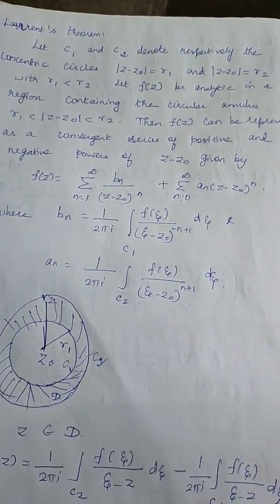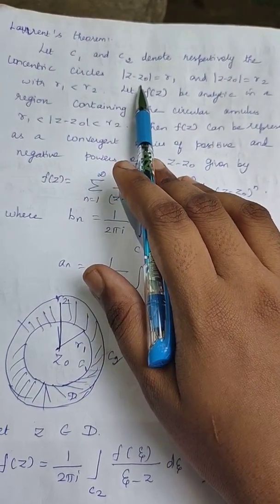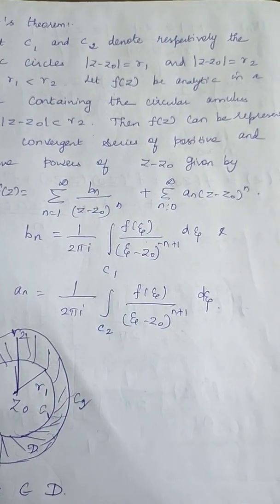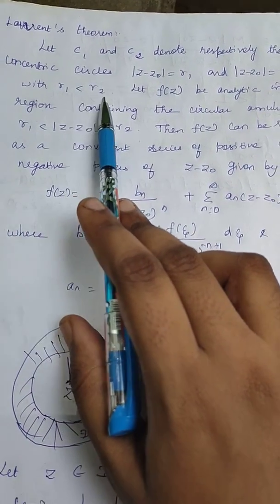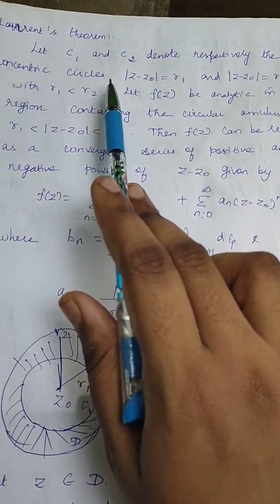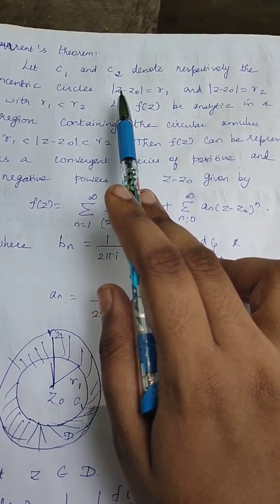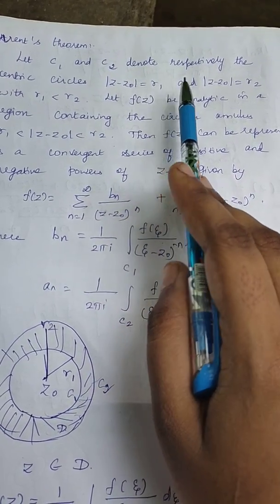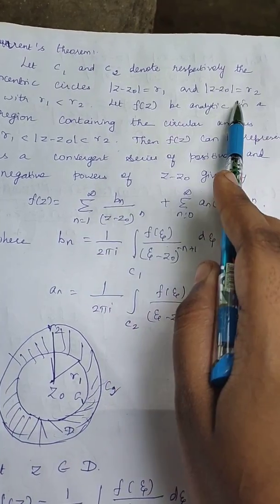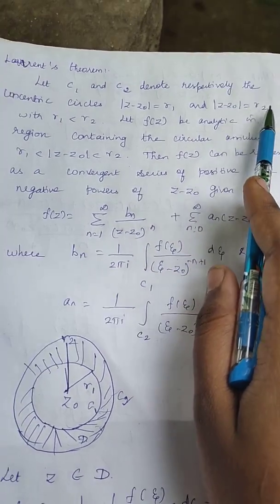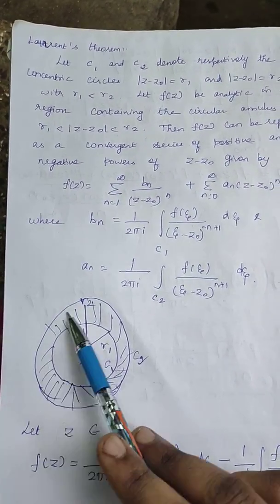Let C1 and C2 denote respectively the concentric circles mod z minus z0 is equal to R1 and mod z minus z0 is equal to R2 with R1 less than R2. So from this statement, what do we understand? We are given two circles. One is mod z minus z0 is equal to R1, another one is mod z minus z0 is equal to R2 with R1 less than R2, which means R2 is some bigger number than R1. So like this, this is C1 and this is C2.